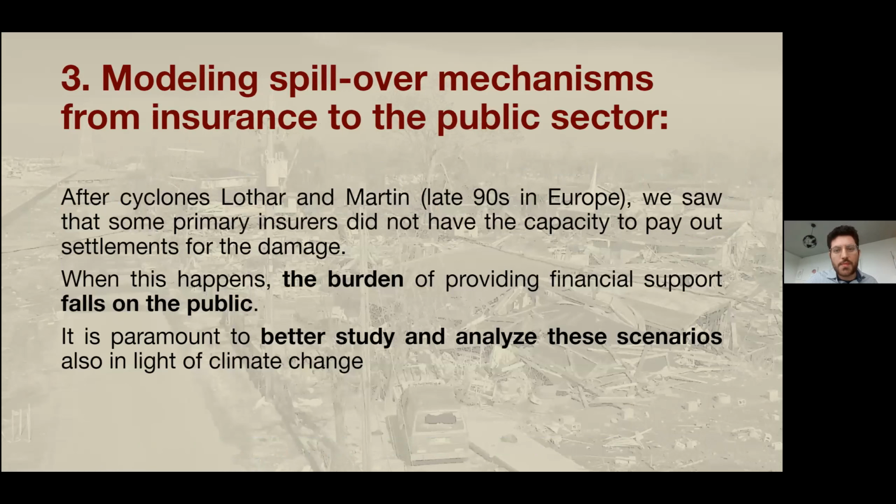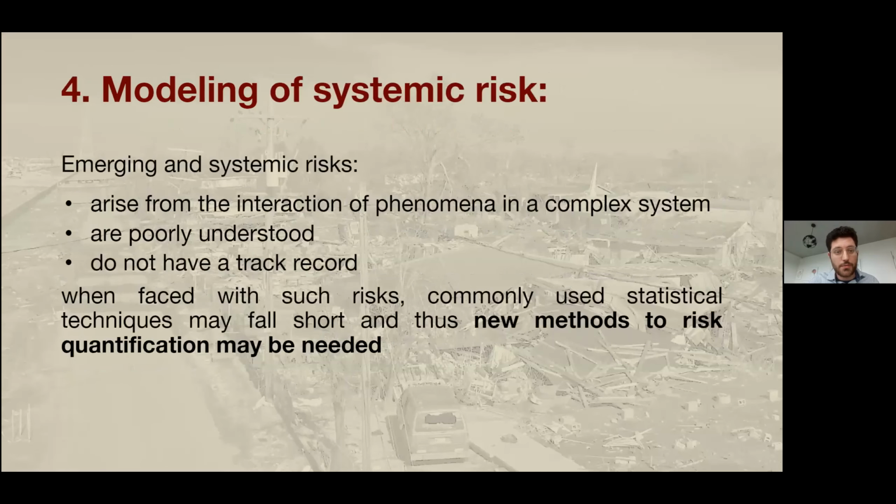And third, modeling spillover mechanisms from insurance to the public sector. This is motivated by what happened in the late 90s in Europe, where we had 2 cyclones, Lothar and Martin. And when they hit, we saw that some primary insurers did not have the capacity to pay out settlement and damages. And when this happens, basically the burden falls on to the public. So the goal is, can we better study these scenarios also in light of climate change?